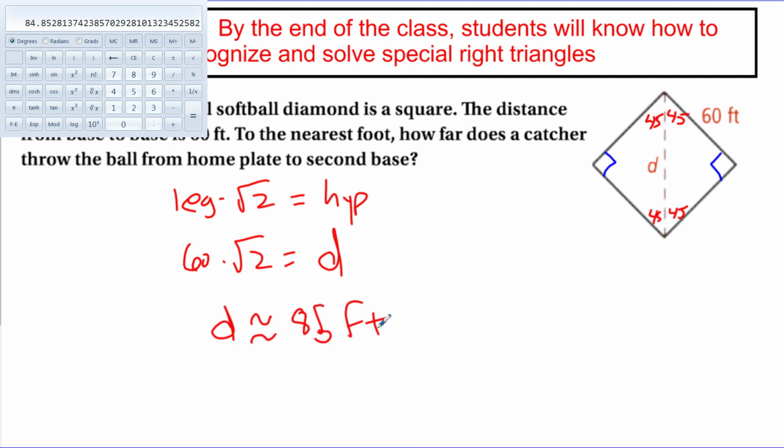So this is an application where anytime there's a square with a diagonal, we're actually creating a 45-45-90 right triangle, and we can very easily find the diagonal by using 45-45-90 rules, which says leg times the square root of 2 is equal to the hypotenuse.